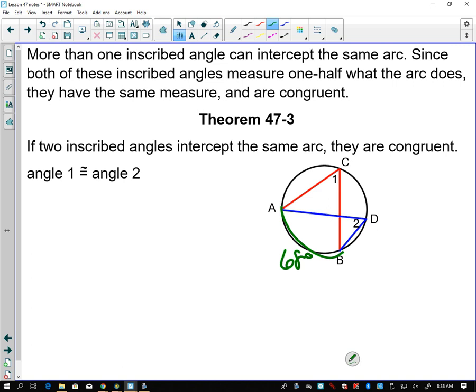So we still don't get it. Guys, the intercepted arc is 68. What do I do to find the inscribed angle? Divide by 2. What is 68 divided by 2? 34. Okay. Then what is angle 2? 34 degrees, because they intercept the same arc, correct?